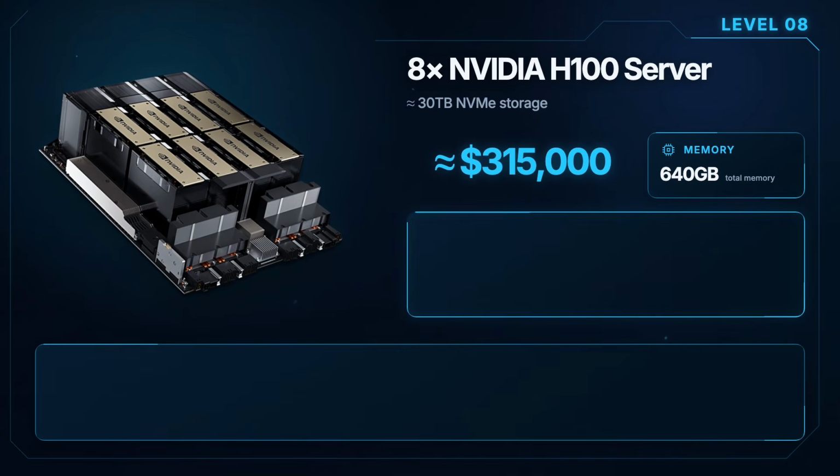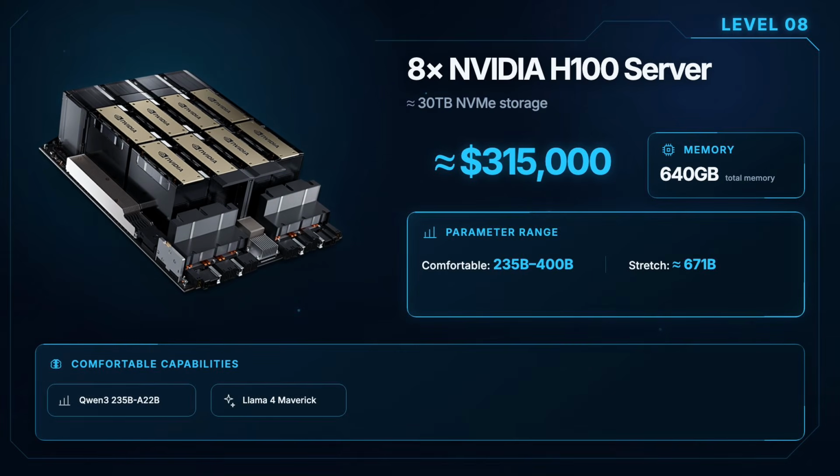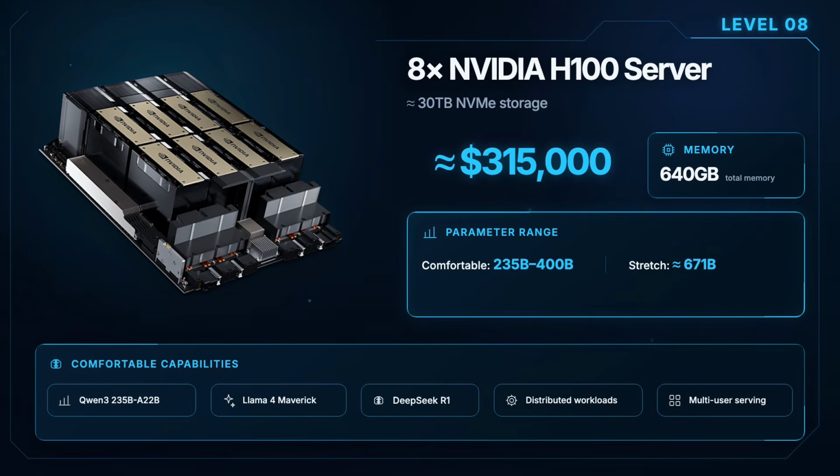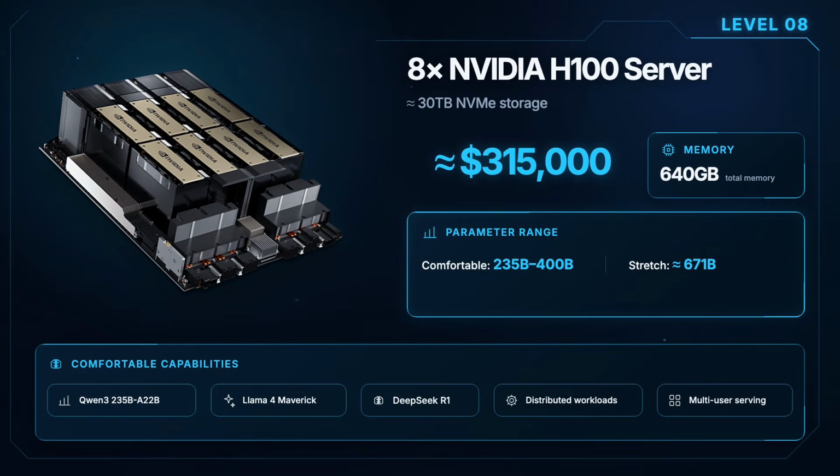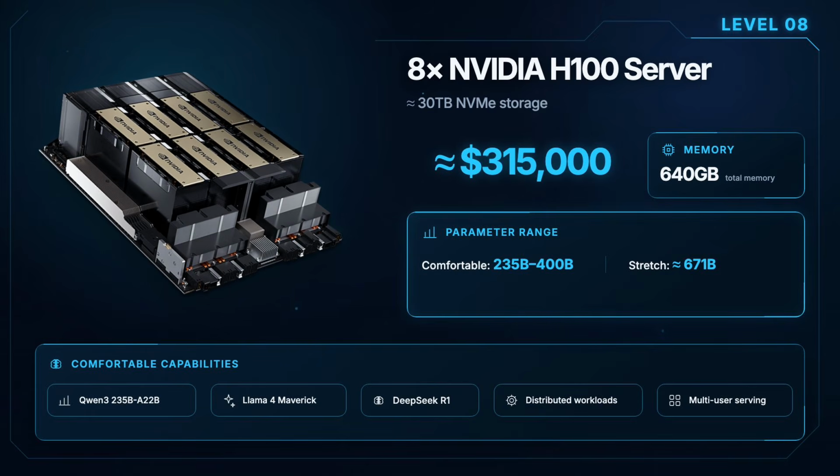Each H100 is a professional data center GPU. Put 8 of them together with high-speed connections between the GPUs, massive amounts of system memory, specialized networking, and software designed to split enormous AI workloads across multiple processors. And now we can begin to use the largest open source models. Qwen 235B A22B, roughly 235 billion total parameters. Llama 4 Maverick, roughly 400 billion total parameters. DeepSeek R1, around 671 billion parameters.